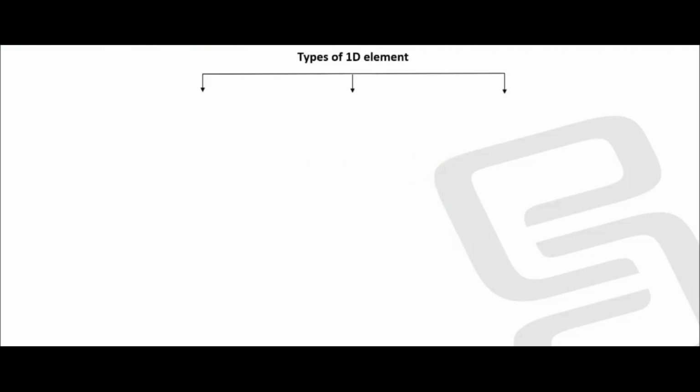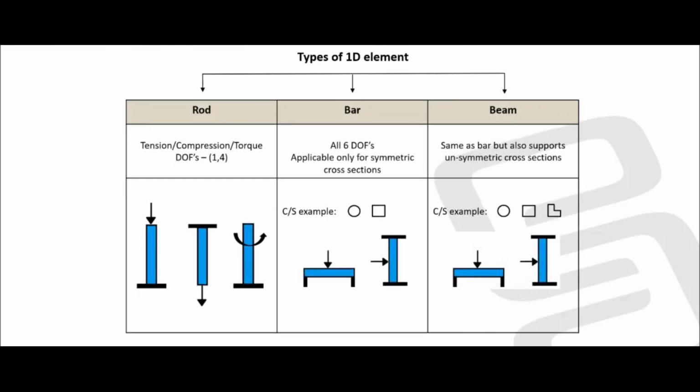Next, we will talk about the types of 1D element. Here we are going to discuss 3 types of 1D element: rod, bar, and beam. So rod element supports tension, compression, or torque loadings. It does not support bending.